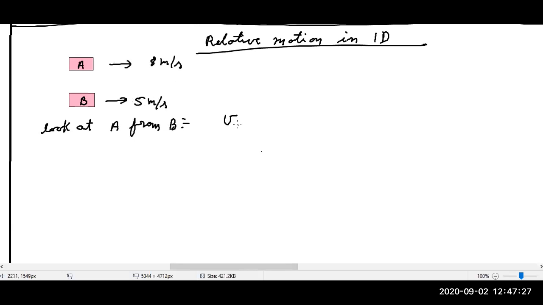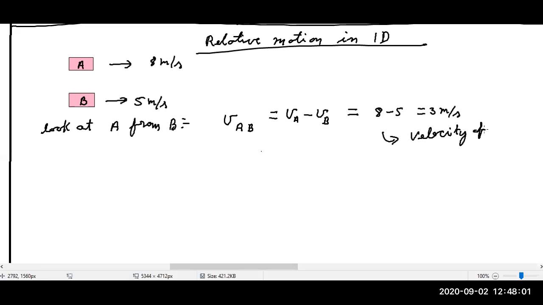3 meter per second. The velocity of A with respect to B, from B, from where you are seeing, that is the frame of reference. VA minus VB, 8 minus 5, so that is 3 meter per second, and this is pronounced as velocity of A with respect to B, or relative velocity of A with respect to B.